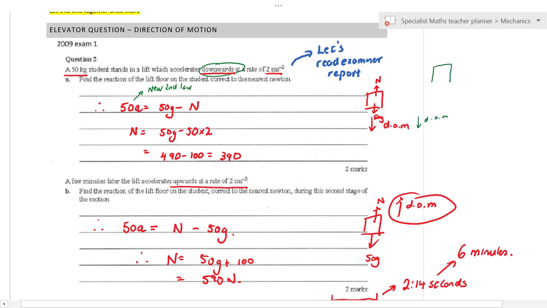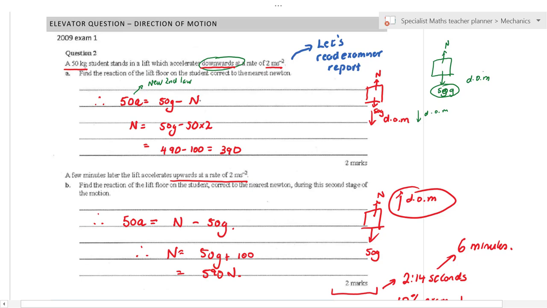Just be careful. Let's draw a force diagram. We've got 50g, and direction of motion is going downwards. And of course, our normal reaction force is going up, and that's all the forces we have. So you notice here that this 50g needs to be in the opposite direction of the N. So 50g, now you don't have a calculator, but 50 times 9.8, 50 times 9 is 450, and 0.8 times 50 is 40. So it's 490 newtons minus 100.